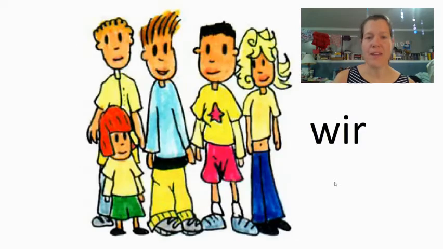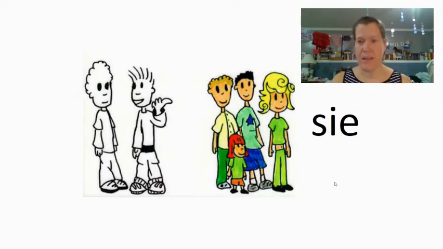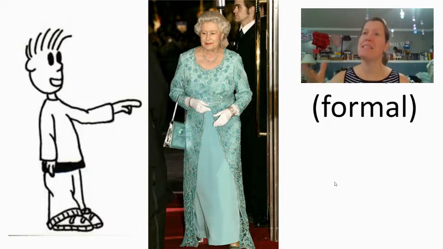Es. All right. Wir, we. Okay. Ihr, that means you all. When you're talking to a group of people, you say ihr. Okay. And when you're talking about that group of people, you say sie, them, those people there, they. And when you're talking to someone formal, and we don't really have this in English, but when you're talking to someone formal, you say Sie when you're talking directly to them.